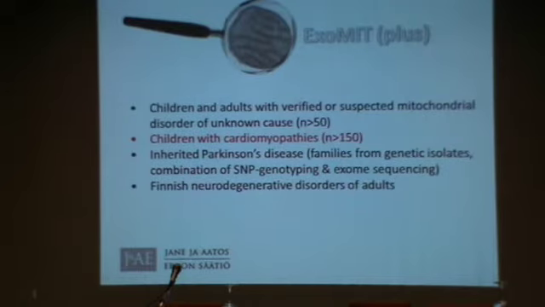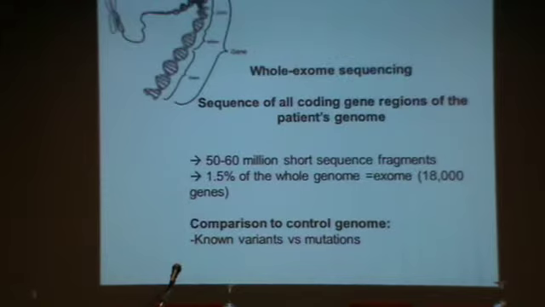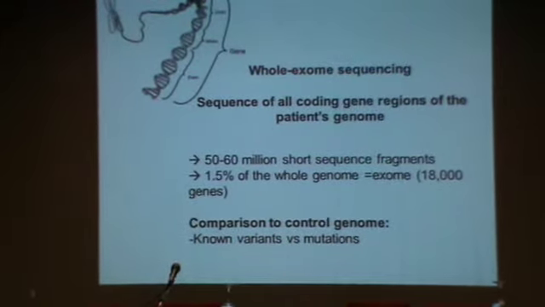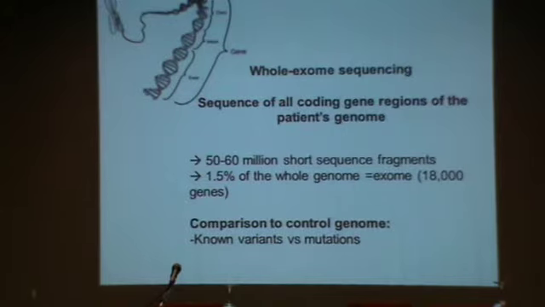So she was part of our exomit study. We have done whole exome analysis, and I'm going to explain what it is, of cardiomyopathies and also other mitochondrial disorders. It has been very useful in our hands to get diagnoses and also to increase understanding of what kind of defects can cause cardiomyopathy. So when we do whole exome sequencing, it means that we analyze all the protein coding genes of the genome. Not just selecting a few candidate genes, but analyzing all of them, or at least most of them. And this comprises about 1.5% of our whole genome.